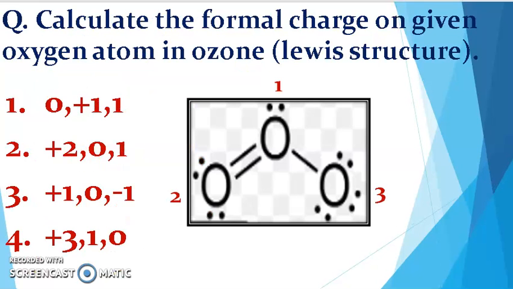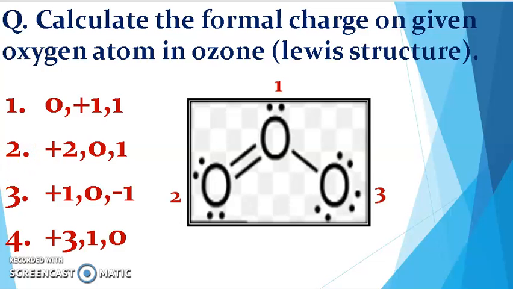Let's go to the second question now. Calculate the formal charge on the given oxygen atom in the ozone. They have given a Lewis structure. See here, they have given the Lewis structure now, and they have also marked the oxygen atoms, 1, 2, 3. We have to find out the formal charge.